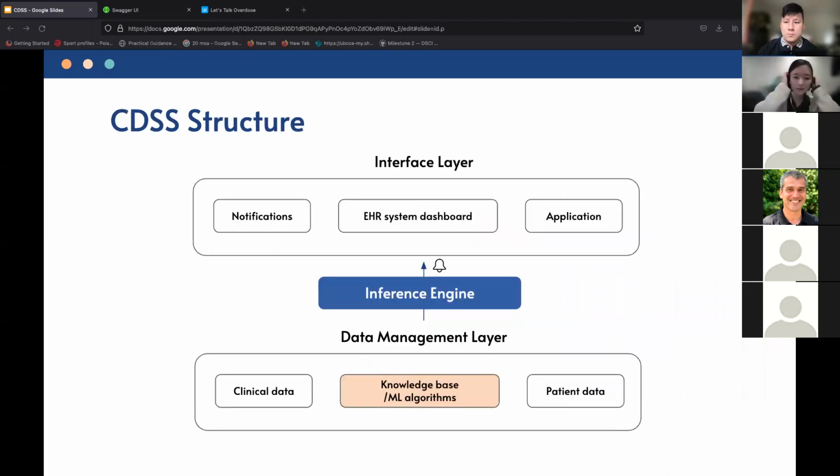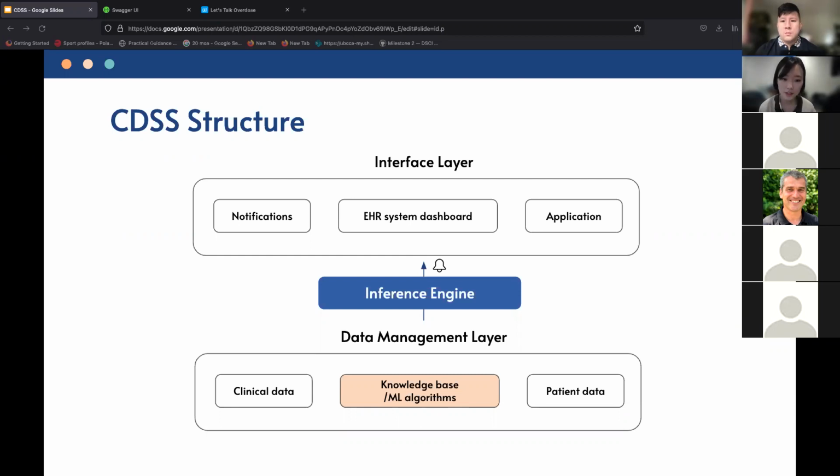Next slide. So most CDSSs are structured in three parts. From the bottom up, they have the data management layer, the inference engine, and the interface layer. The data management layer consists of the available clinical and patient data with the knowledge or algorithm used to model the decision from the system. It is a compilation of clinical information and evidence-based guidelines that serve as the representation of best practice.